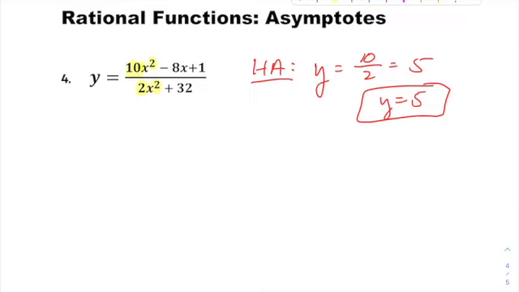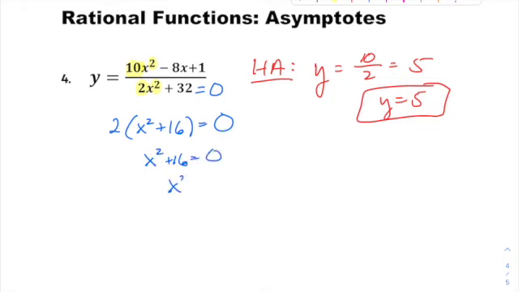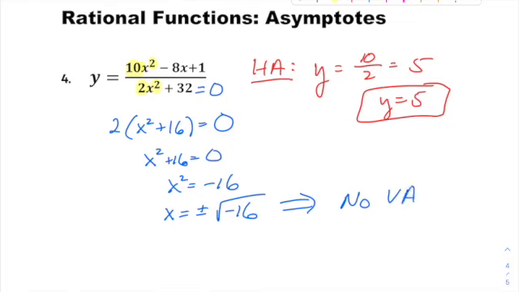For vertical asymptotes, I'm going to set the denominator equal to 0. And if you factor that, the only thing you could take out is a 2. And then you'll have that. That doesn't factor any further, but if you try to solve that, you'll say, where does x squared plus 16 equal 0? Where does x squared equal negative 16? And right about now, if not prior to now, you should be saying, hey, this isn't going to have any real solutions because I'm trying to take the square root of a negative. That's imaginary. So this is a case when you would have no vertical asymptotes. And so there we go.